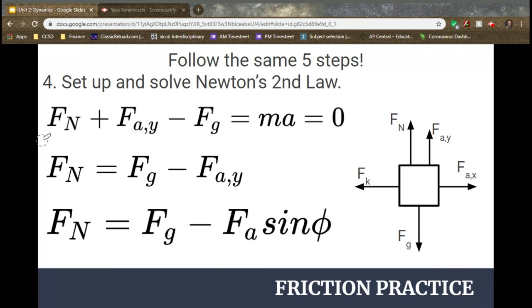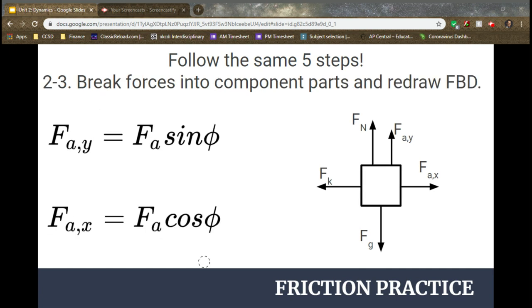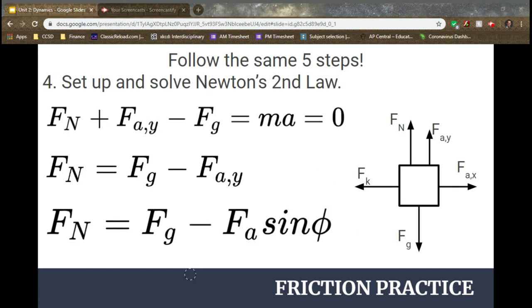So here's my setup. This is my net force. I've got a positive normal force because it's going up, positive y component of my applied force going up, and then negative force of gravity going down. And since I'm assuming there's no motion up or down, I set that equal to 0. Now I can solve for the normal force, which looks like this. But I don't like having just this component. I like to use the variables that they gave me. So I'm going to do a substitution. I'm going to take my y component and substitute this value in for my y component, which is what I did right here. So now I know what my normal force is.